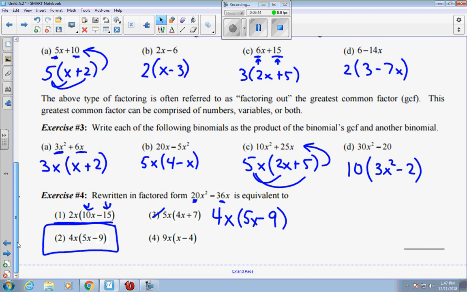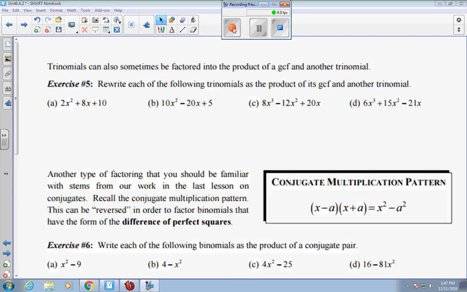Not just binomials. I don't know what's going on my screen. But you can also do factoring of a trinomial with GCF. Okay, I think we're working.